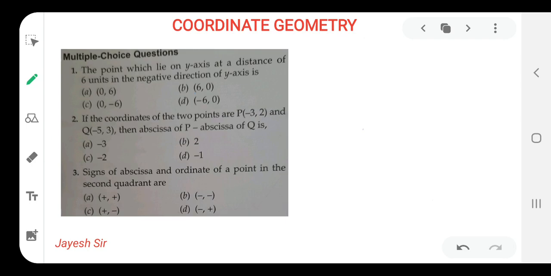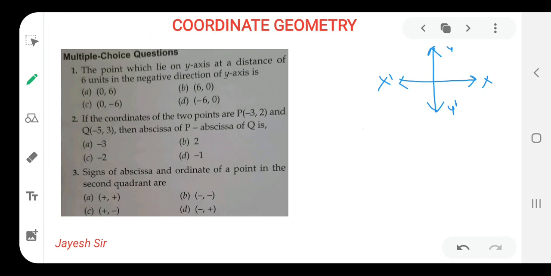Now another MCQ: the point which lies on the x-axis at a distance of 6 units in the negative direction of the y-axis. Before that, we will first draw the Cartesian coordinate system. This is x, this is x dash. Why am I drawing it again and again? So that you can recall it easily without making a lot of effort. And y, y dash. Yes friends, now let us change the color of the pen so that we can find it easy.